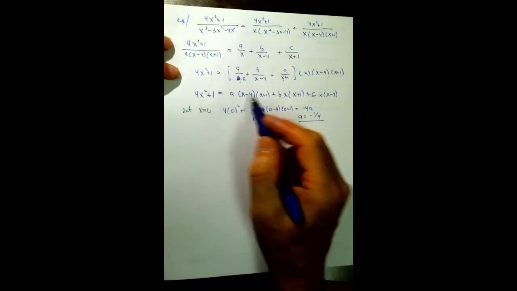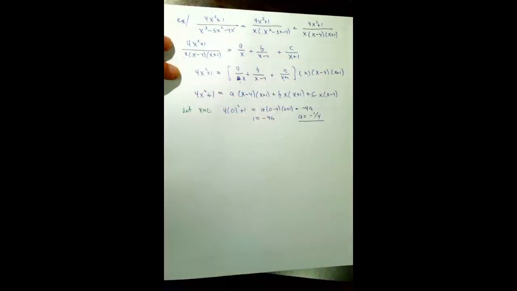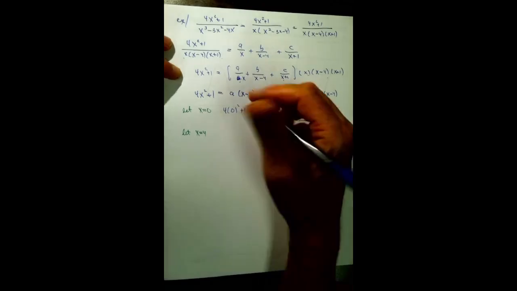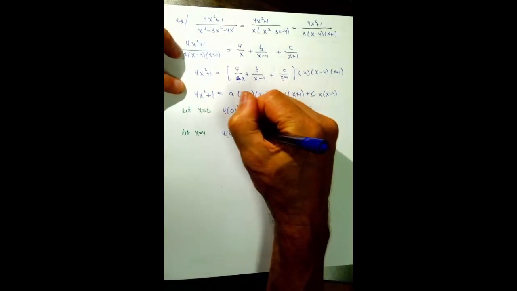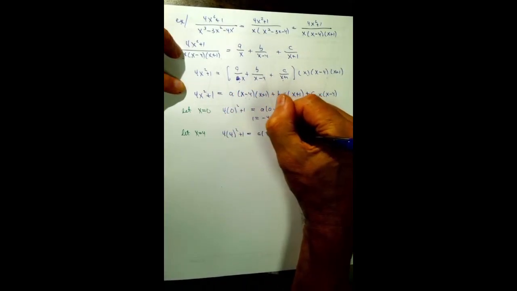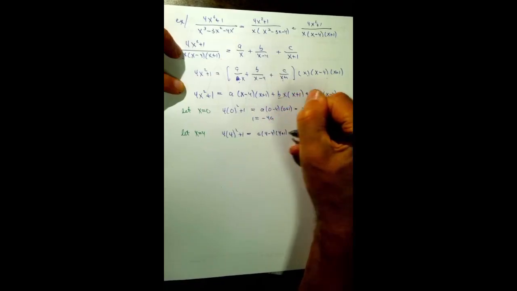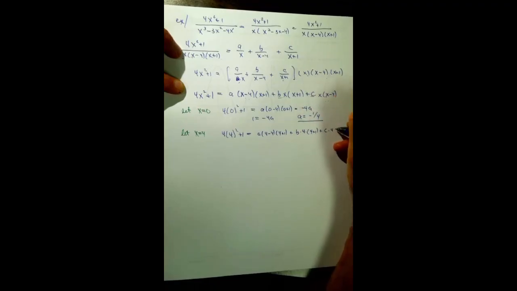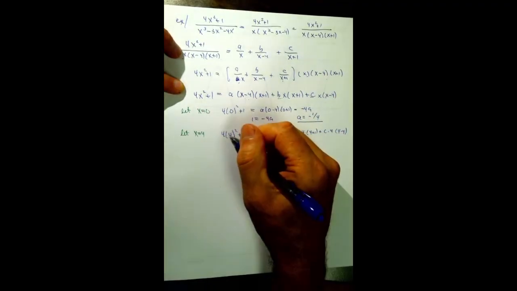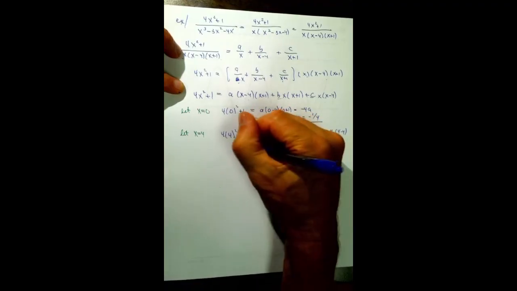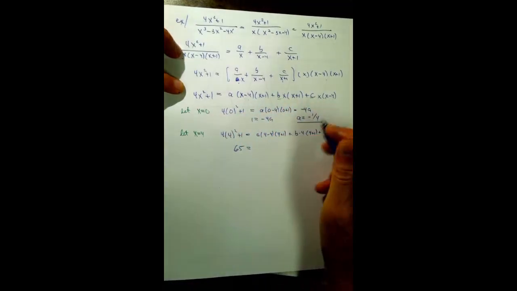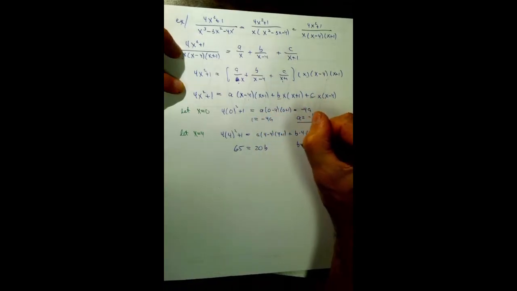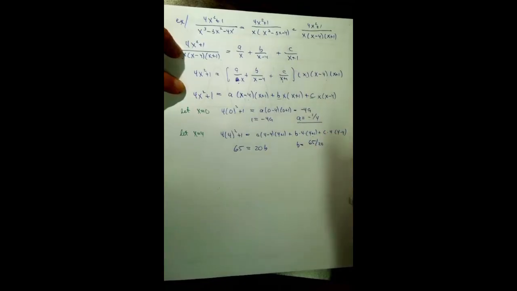Now I want to get rid of the a and the c, so I'm going to let x equal 4. If I do that, I get 4 times 4 squared plus 1 is a times 4 minus 4 times 4 plus 1 plus b times 4 plus 1 plus c times 4 minus 4. 16 times 4 is 64, plus 1, 65. It's going to be 0. It's going to be 5 times 4 is 20b. That's going to be 0. So b is 65/20.